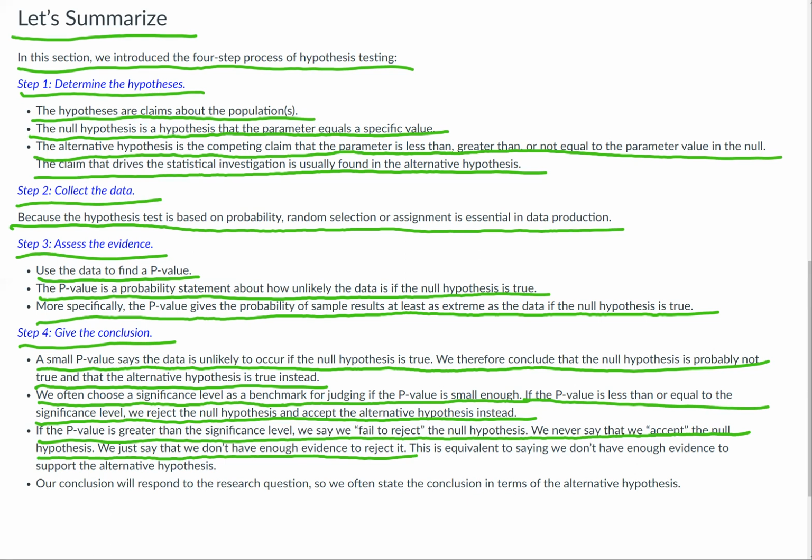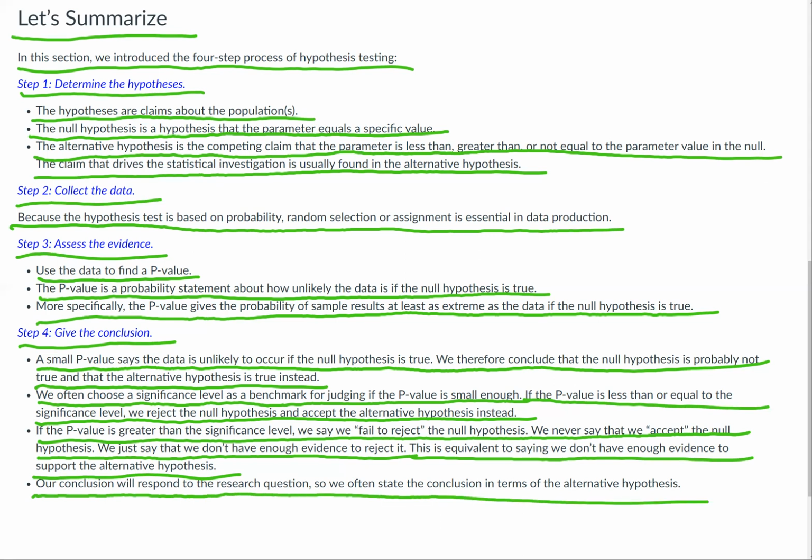You might have a feeling that the null hypothesis is not true, but the p-value and the significance level, the way that one is larger than the other, shows that I can't reject the null hypothesis. Even if I have a feeling about it not being true, you might conduct another statistical investigation to see if you can do it again. This is equivalent to saying that we don't have enough evidence to support the alternative hypothesis. Our conclusion will respond to the research questions, so we often state the conclusion in terms of the alternative hypothesis.